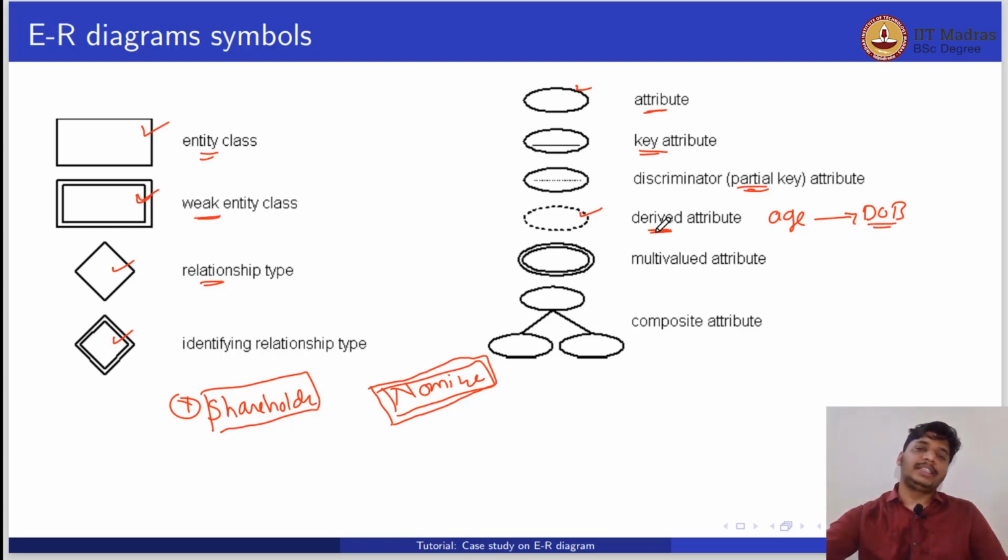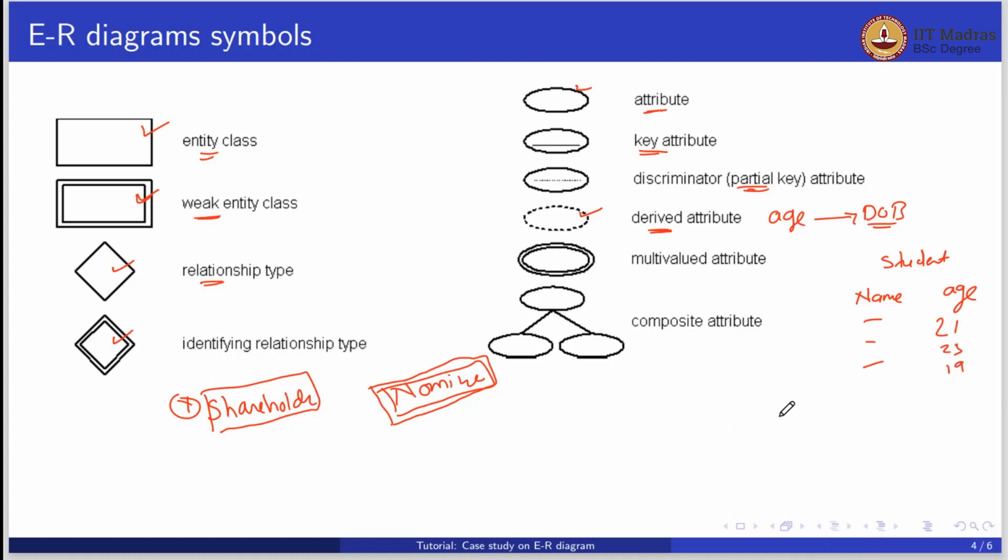So why do we need this derived attribute? Suppose for example there is a student table, and it has two columns, that is name and age. There are three entries, 21, 23 and 19. Now in 2021 I need to find out the name of a student whose age is greater than 21. I can easily find that, but can I use the same table in 2025 also?